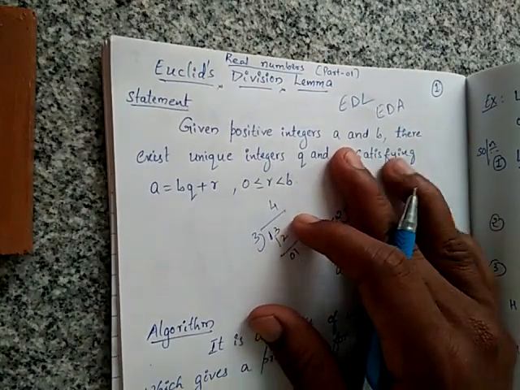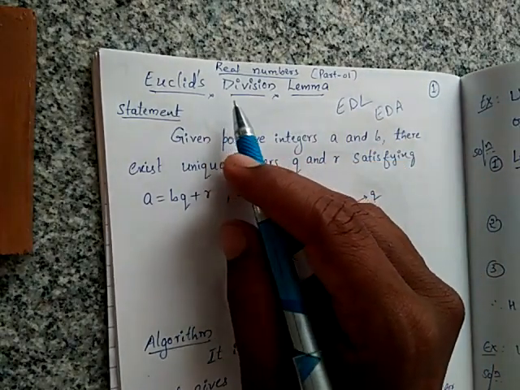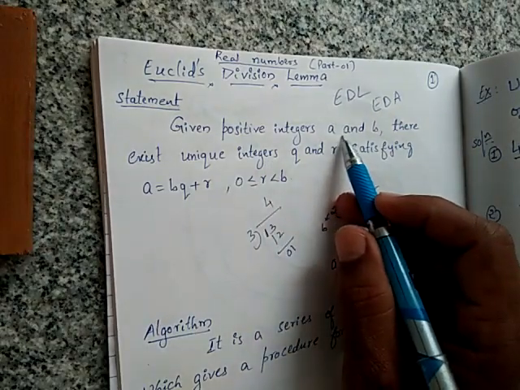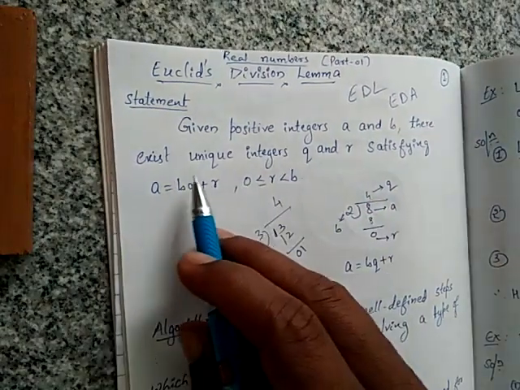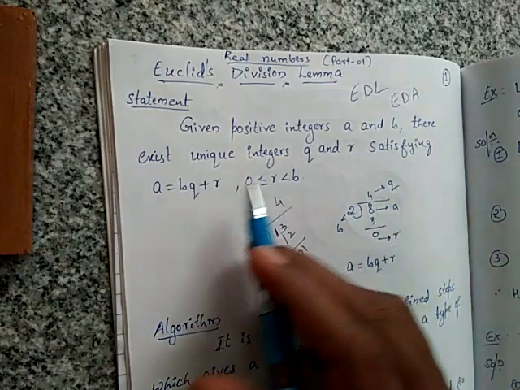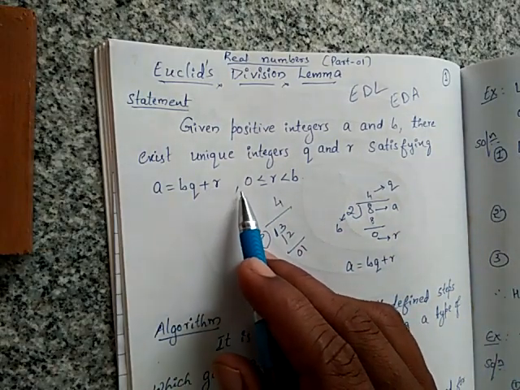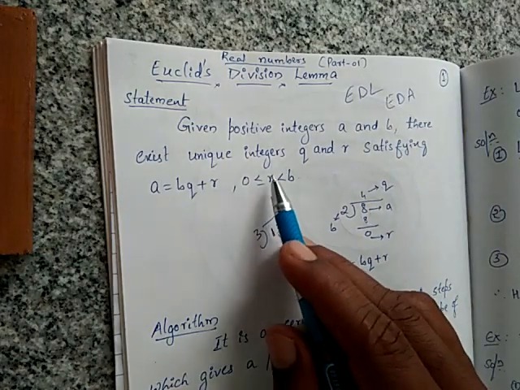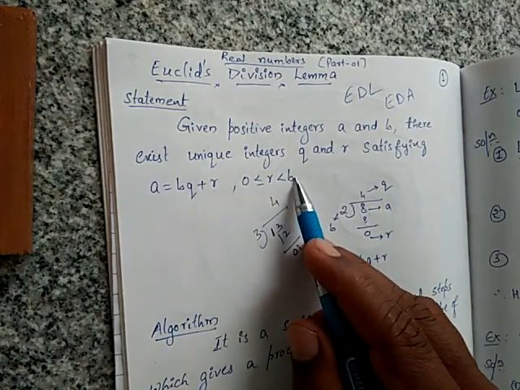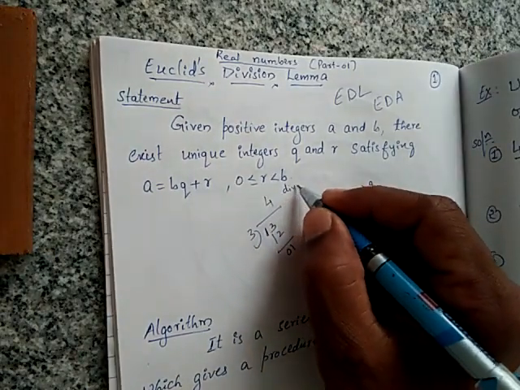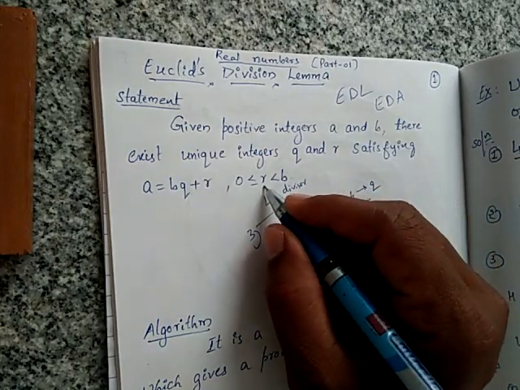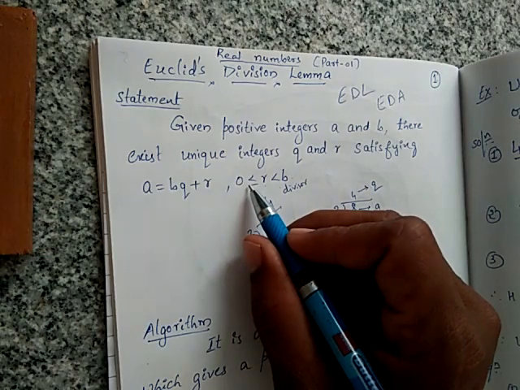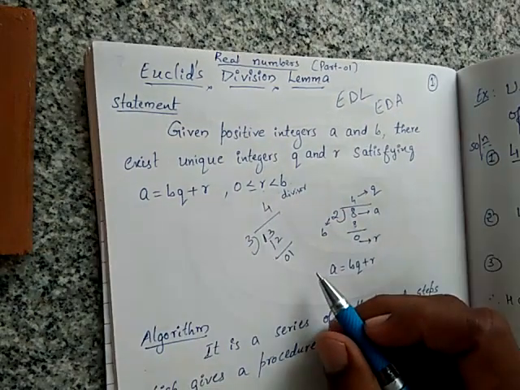Here I have written the statement of Euclid's division lemma. The statement is: given positive integers a and b, there exist unique integers q and r satisfying a is equal to bq plus r, where 0 is less than or equal to r is less than b. This is the condition. The remainder will be strictly less than b, where b is the divisor. r may be equal to 0 or greater than 0. That you should remember.